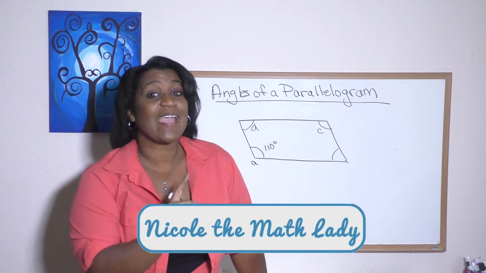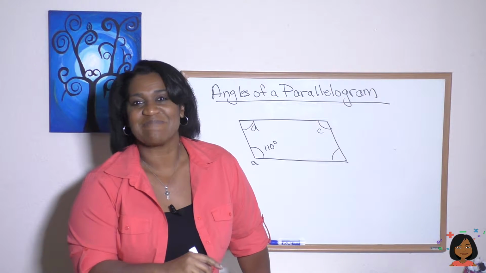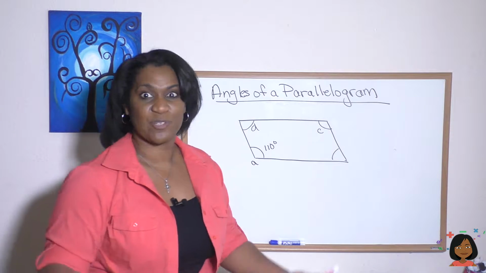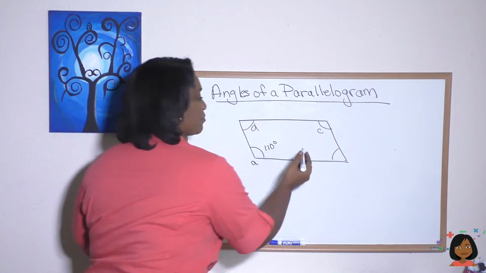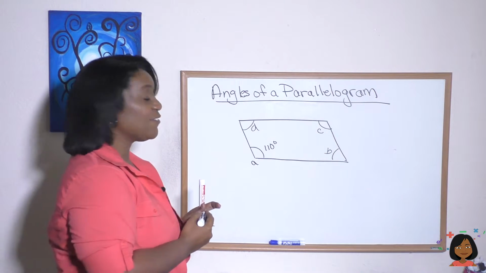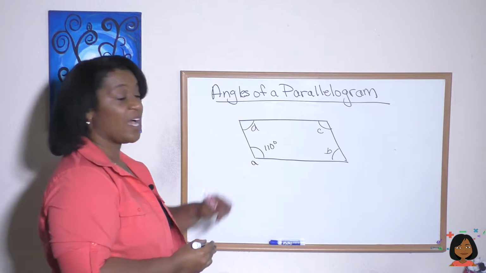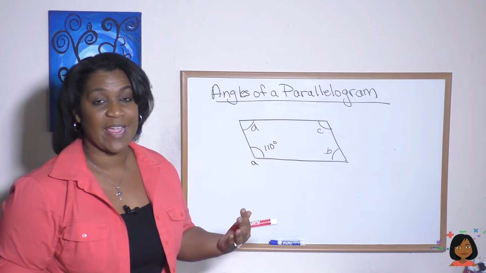Today we're talking about angles of a parallelogram. This will be a pretty quick lesson. So angles of a parallelogram, there's two things to keep in mind. Let's take a look at this example. I'm going to write my B in right there. So they've given us one angle, which is 110 degrees. How do we find the measures of the other angles?